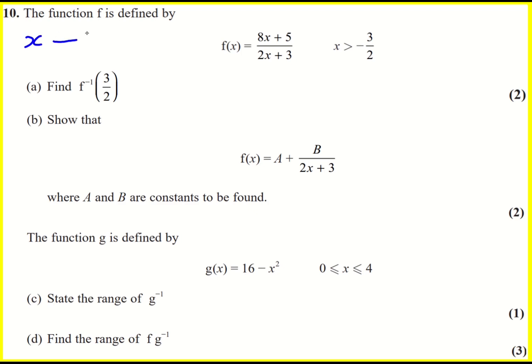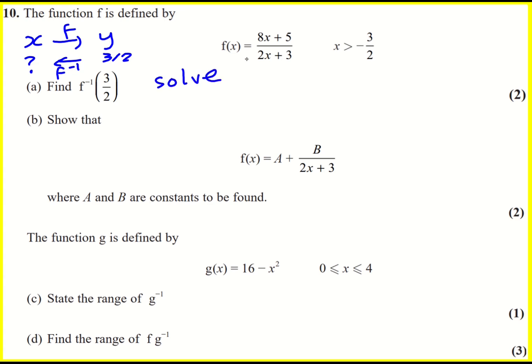When we have a function, we put in a value of x, we put it into kind of our f, and we get out a value of y. And the inverse then goes the opposite way. So if I want to be putting 3/2 into my inverse and working out what I get, then this is actually the same as setting my original function equal to 3/2. I don't actually need to find the inverse here.